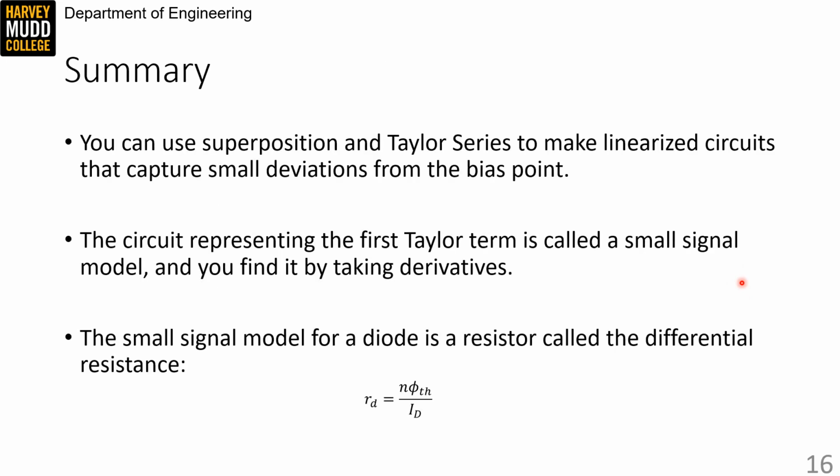So, in summary, you can use superposition and Taylor series to make linearized circuits that capture small deviations from a bias point. The circuit representing the first Taylor term is called a small signal model, and you find it by taking derivatives, often of device equations. And the small signal model for a diode is a resistor, and it's called the differential resistance. And the equation for it appears down here.